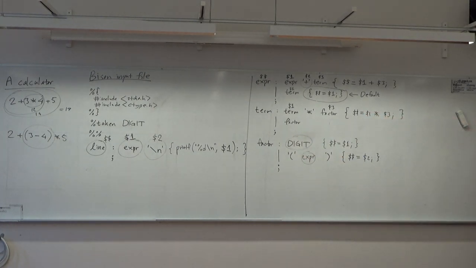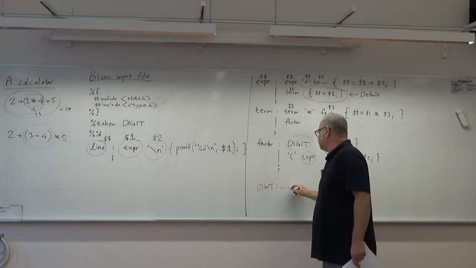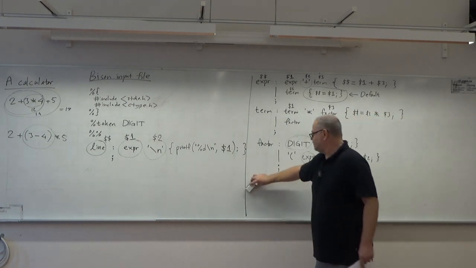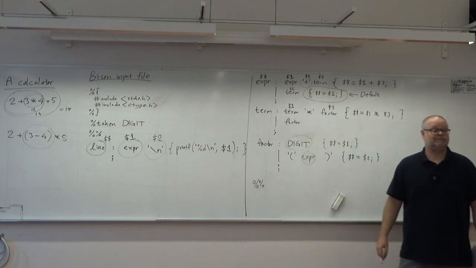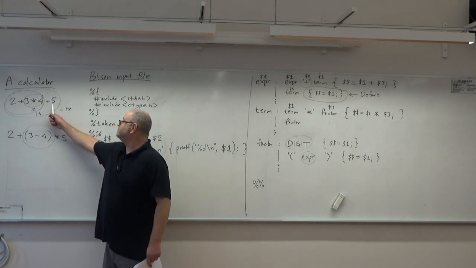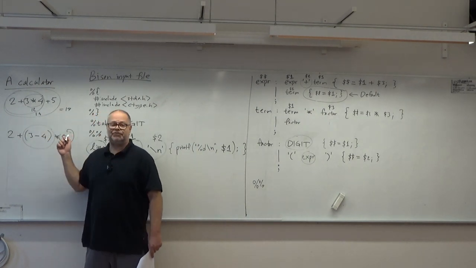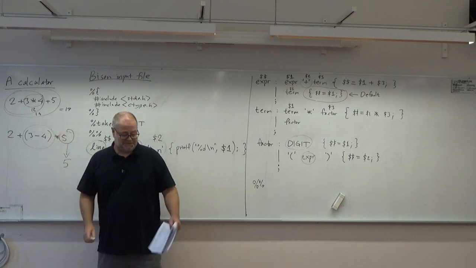But now I can't write a production that says how to calculate the value of a digit, because digit is a terminal, it's not a non-terminal. So I cannot do something like this, because that doesn't work. But all these dollar values have to come from somewhere. Where does it all start? Well, it starts with the tokens. So if I write the number 5 in my input, which is interpreted as a digit, then of course this will be the starting point. I get the number 5 from this digit.